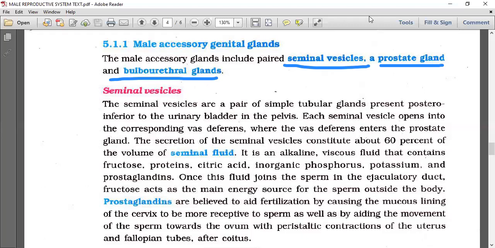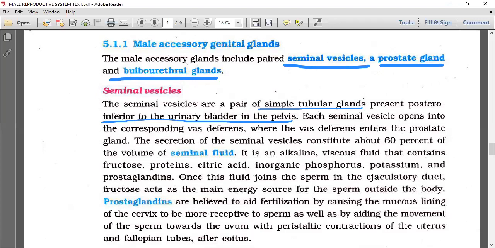Okay, then seminal vesicles. The seminal vesicles are a pair of simple tubular glands present posterior and inferior to the urinary bladder, in the pelvic region.